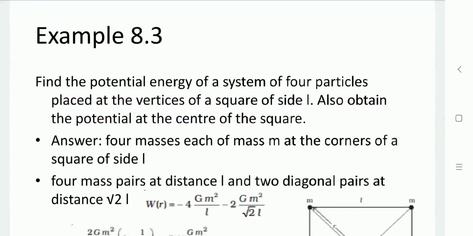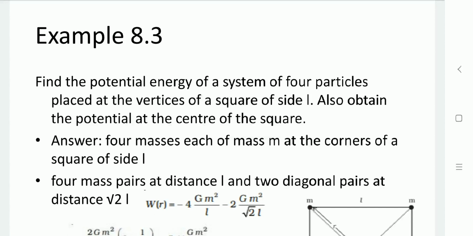Find the potential energy of a system of 4 particles placed at the vertices of a square of side L. Also obtain the potential at the center of the square. Here 4 masses, each of mass m, are at the vertices of the square. Each two adjacent masses are at a distance L, the side of the square, and from the center they are at a distance r.